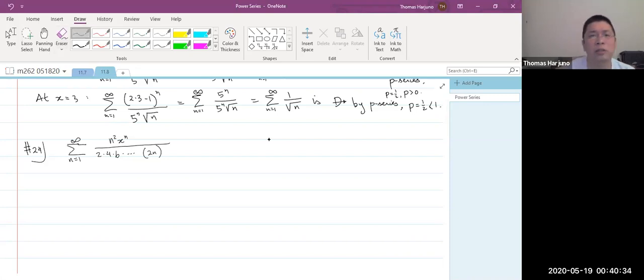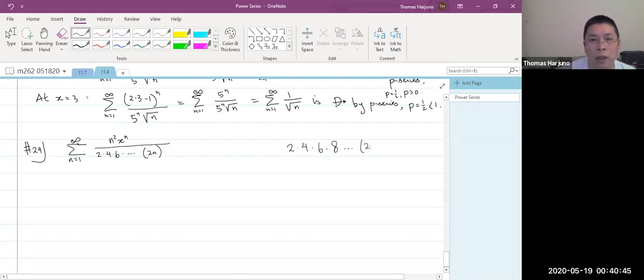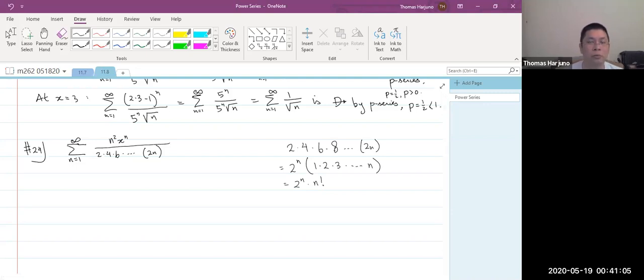Just to let you know, this sequence here, 2 times 4 times 6 times 8 all the way to 2n, we can factor out 2 actually. There will be 2 to the n times 1 times 2 times 3 times 4 up to n. So this is actually 2 to the n times n factorial. This one happened to be not too hard to do. Most of the time it's not doable though.